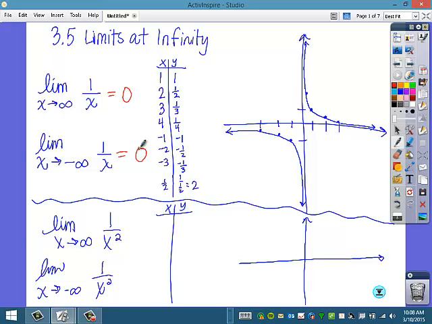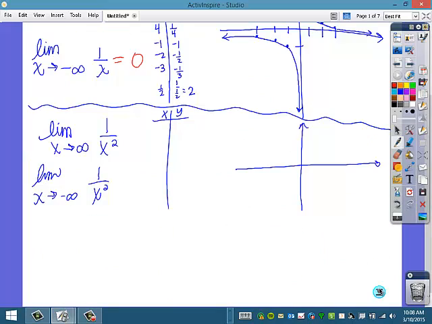Let's do another one. The limit as x approaches infinity of 1 over x squared. So let's plug in some values, make a t-chart. If I plug in x is 1, I get 1 over 1 squared, which is 1. If I plug in x is 2, I get 1 over 2 squared, which is 1/4. If I plug in 3, I get 1/9. If I plug in -1, I get 1 over -1 squared, which is still +1. If I plug in -2, I get 1 over -2 squared, which is +1/4. If I plug in -3, I get 1 over -3 squared, which is +1/9.